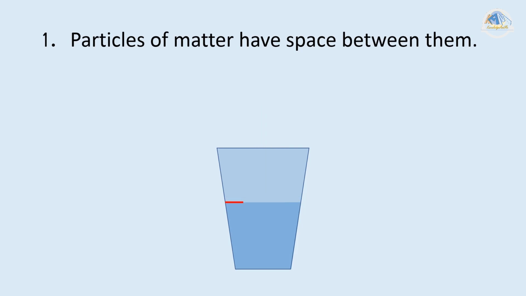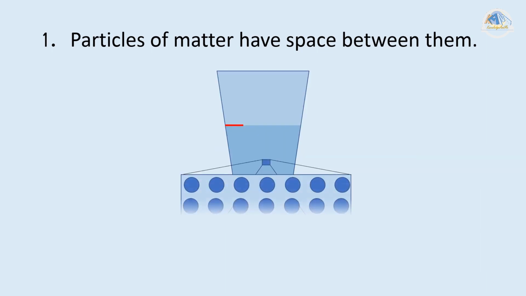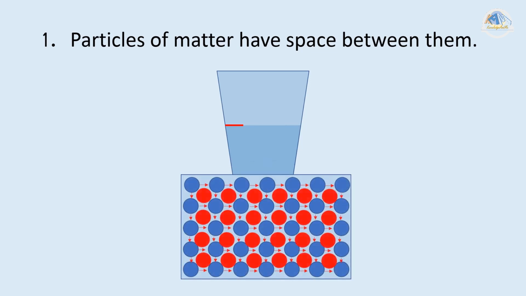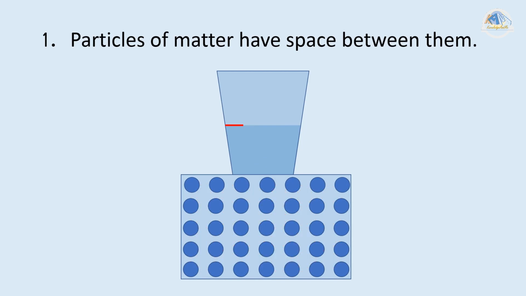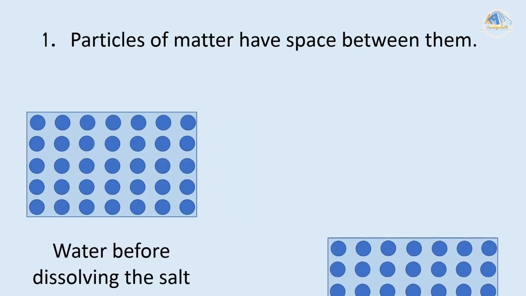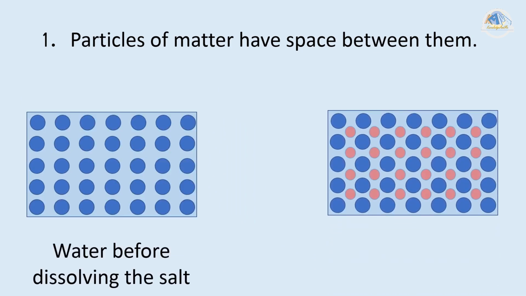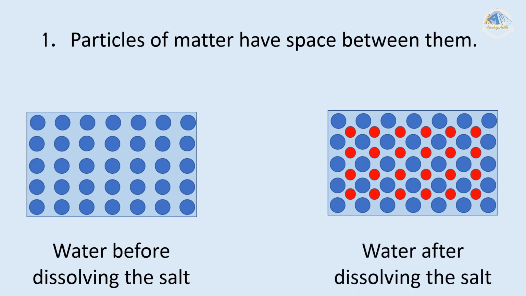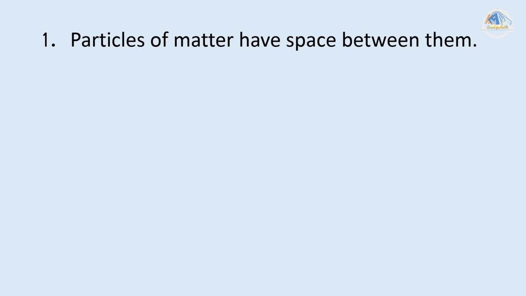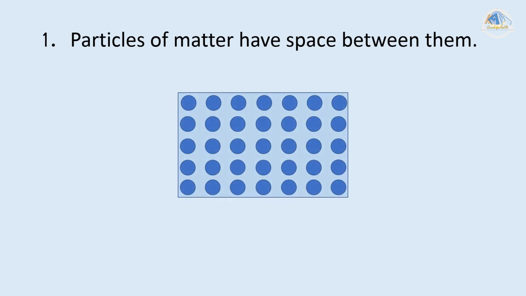So, now the question is, what happened to the salt? Where did it disappear? To explain this, we need to zoom in on the water to the microscopic level. This is the structure of water particles at the microscopic level. We can see that there are some spaces between the particles of water. And when we add some salt and dissolve it in the water, the salt particles will enter into the spaces of the water particles. So, the level of the water will remain the same. This experiment confirmed that there are some spaces between the water particles.